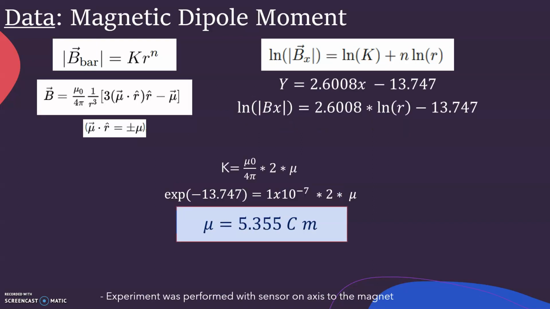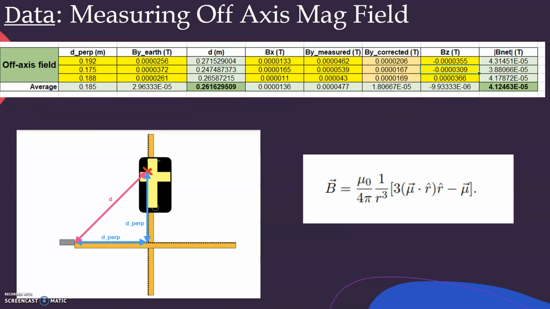Then the next step was to measure the magnetic dipole moment. In the original equation, the magnitude of the magnetic field is just equal to k r to some power. K stands for everything that's constant in this equation. And using the on-axis formula, k is equal to the magnetic constant times 2 times mu. So when I solve for mu using my data, the y-intercept, I get 5.355 coulombs per meter.